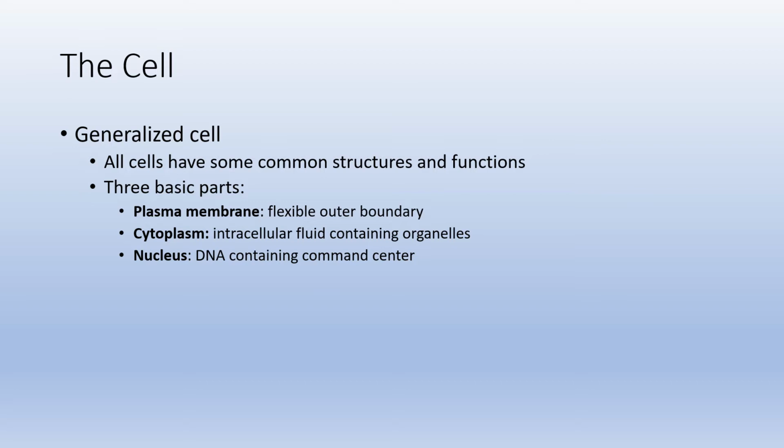Overall, a general cell will have three basic parts. Those are listed on the screen. We have the plasma membrane, the cytoplasm, and the nucleus. The plasma membrane will be like the fence or the wall that's responsible for keeping things out and holding things in. The cytoplasm is really everything in between the plasma membrane and the nucleus. And then lastly, the nucleus is really the command or the control center of a cell.